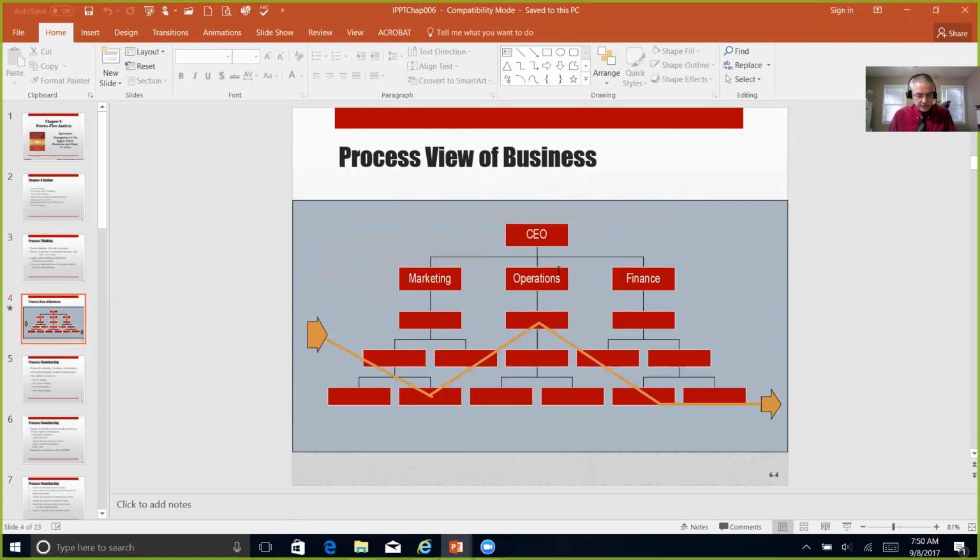When you're looking at this particular figure, think of it from the viewpoint of a process view of a business where the process itself runs horizontal, where the functional view is vertical. The different functions of the organization, marketing, operations, and finance, run on the vertical axis, where the process flow runs on the horizontal axis. So that's just a different view, figure 6.1.